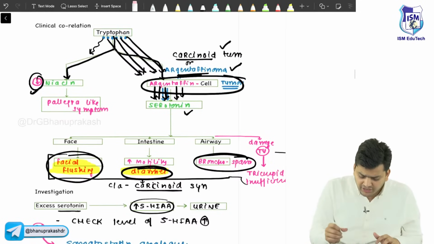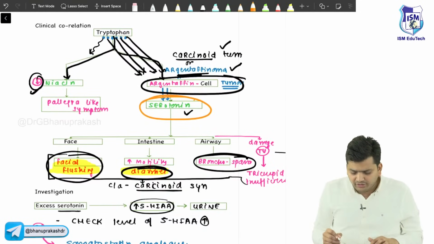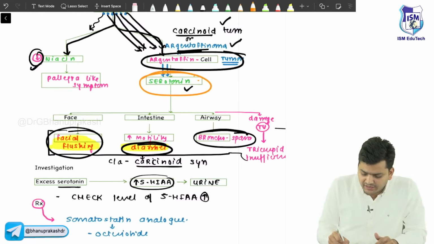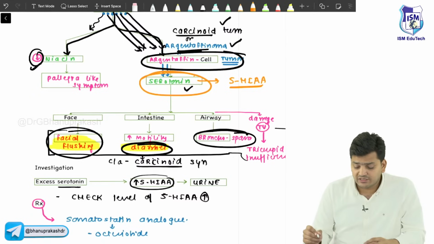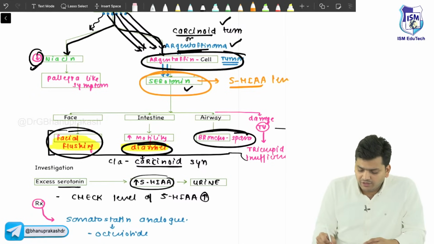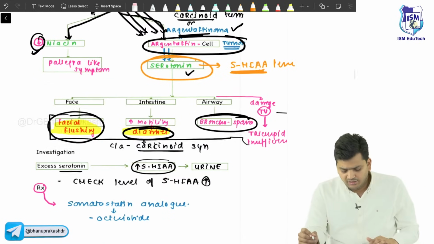Whenever there is more serotonin in the body, serotonin basically converts into a molecule called 5-hydroxyindole acetic acid. 5-hydroxyindole acetic acid. So what is the investigation we do for carcinoid? If you are suspecting carcinoid, check the level of 5-hydroxyindole acetic acid and that will be more. This is what you have to check, right?